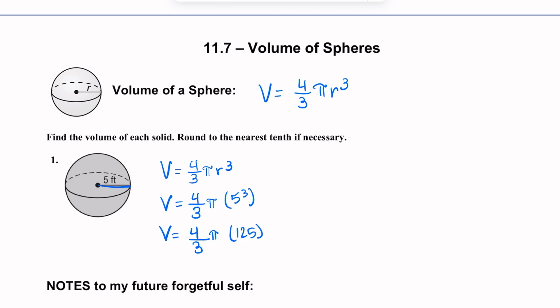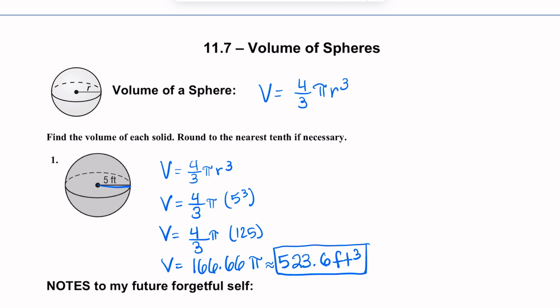Okay, then I'm going to multiply that by 4 and divide by 3. And I get 166.66 pi. We usually don't like to put decimals with pi, so let's go ahead and multiply that. So that's 523.5, actually 0.6. And it's feet cubed.